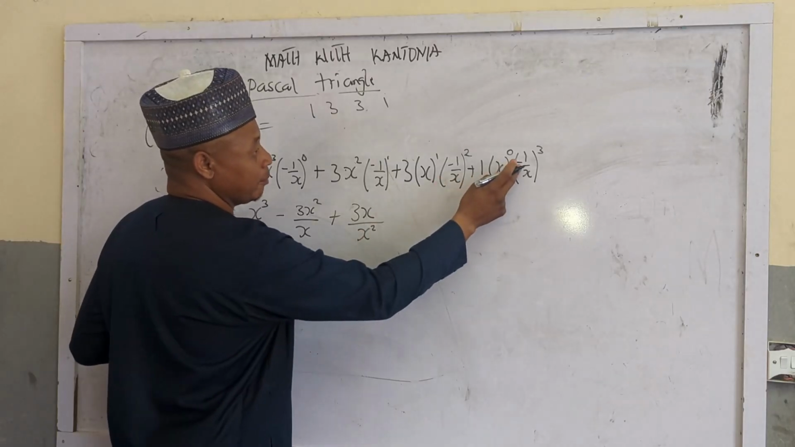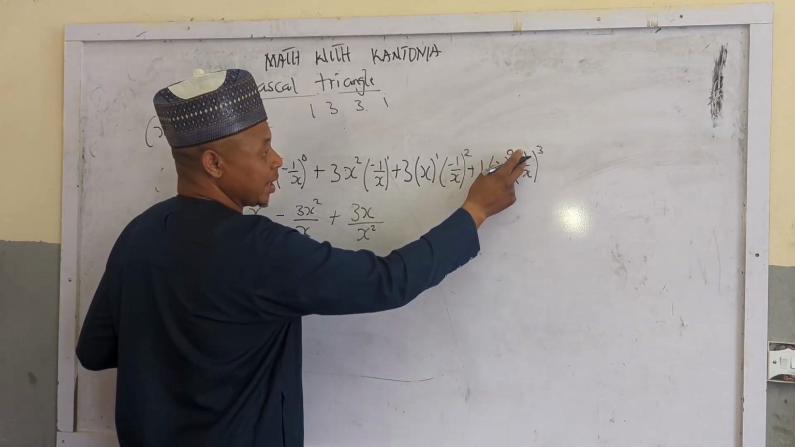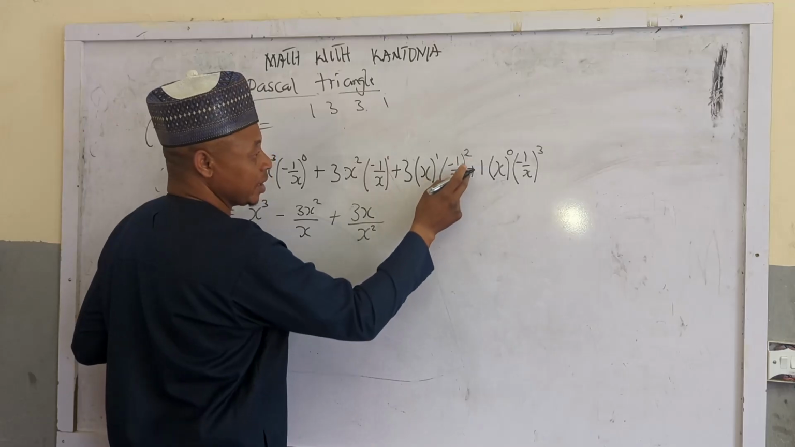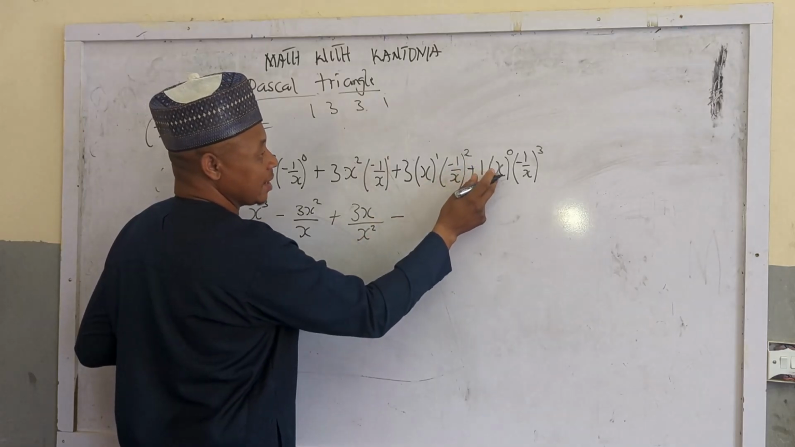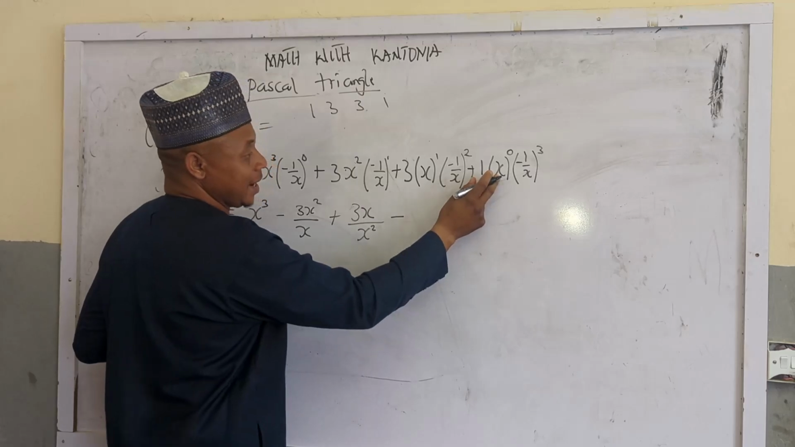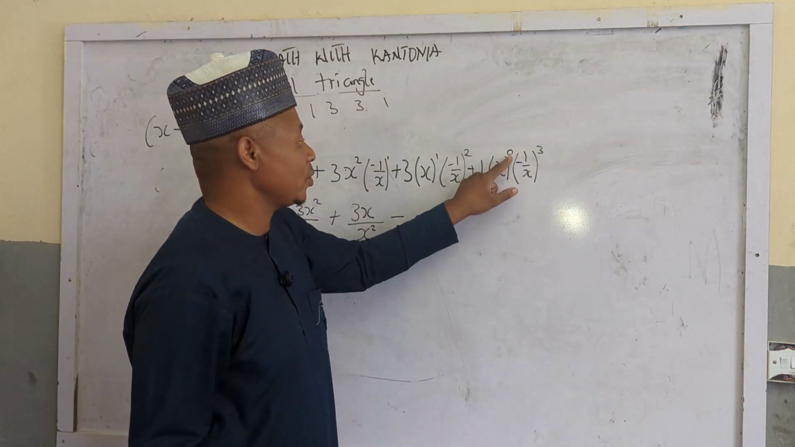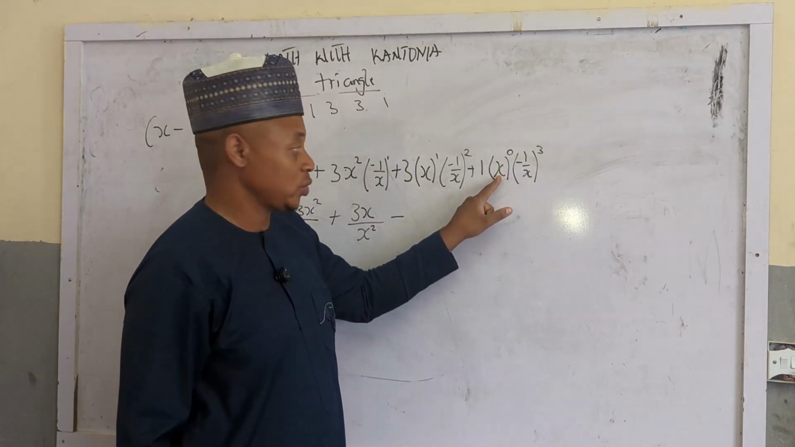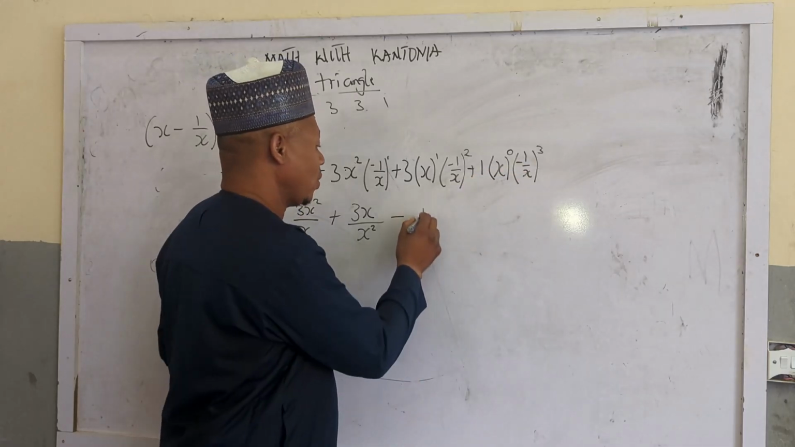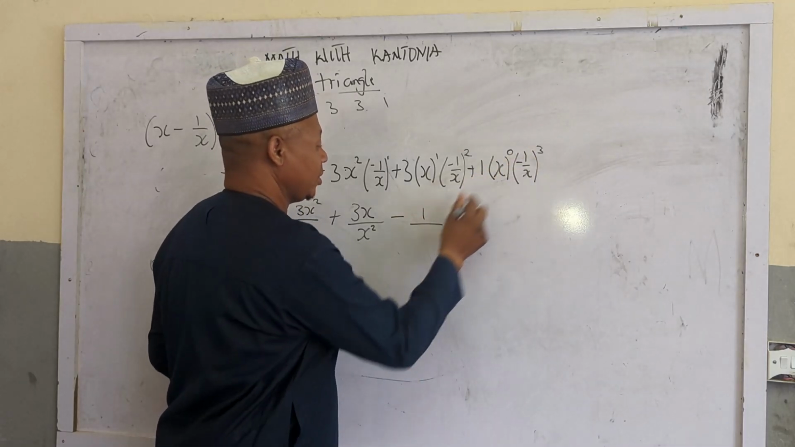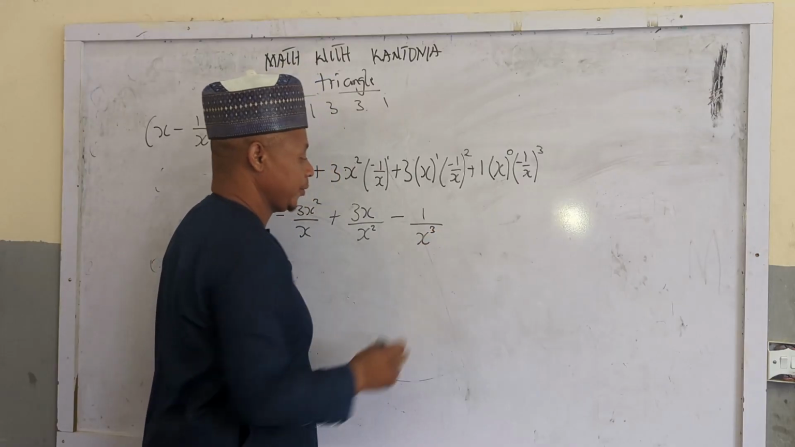Then I have minus 1 raised to the power of 3, which is minus 1. So minus times plus here will give us minus. Then we have 1 times x, sorry, this is x raised to the power of 0. So anything to the power 0 we say it is 1. So 1 times 1 is 1, and 1 times 1 is still 1 over x raised to the power of 3, which is x cubed.